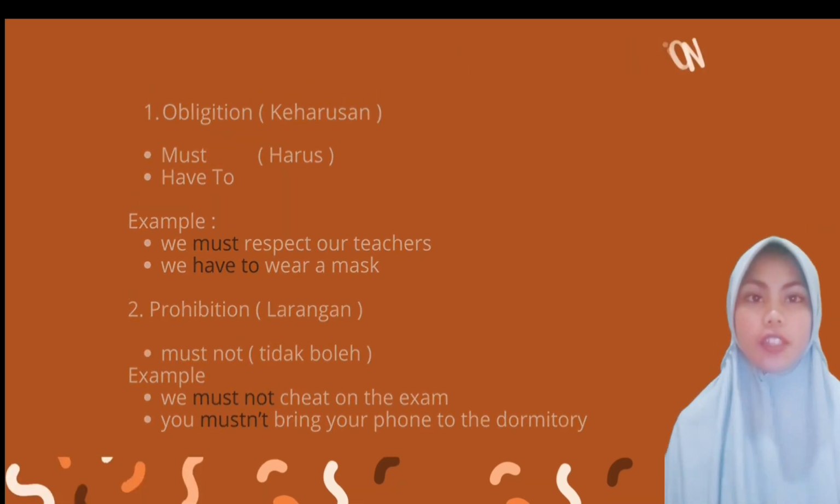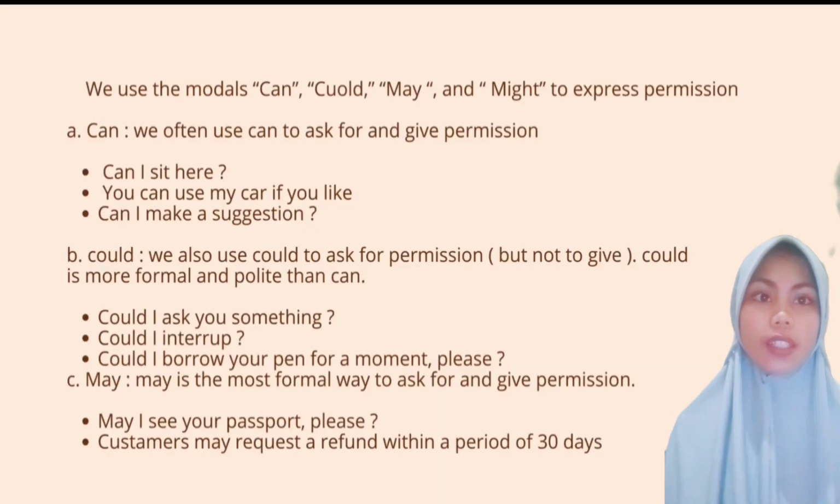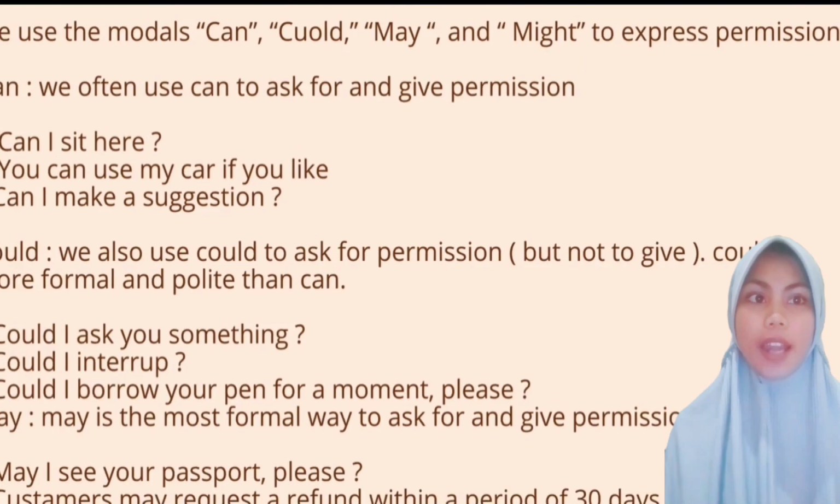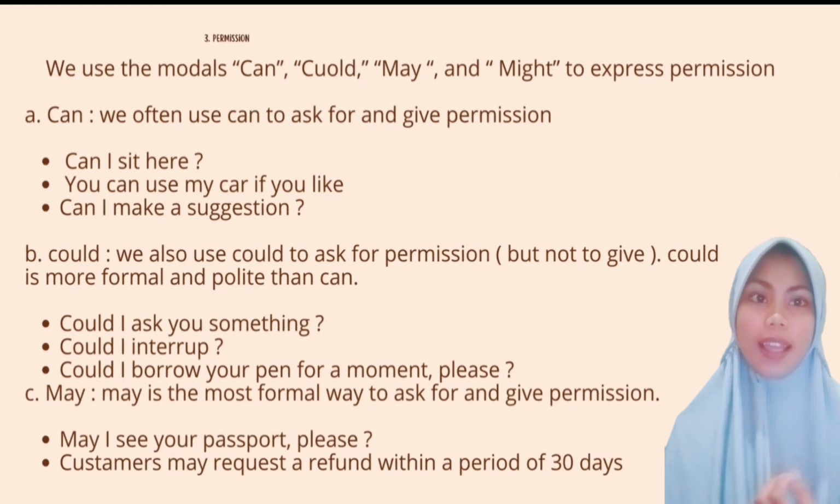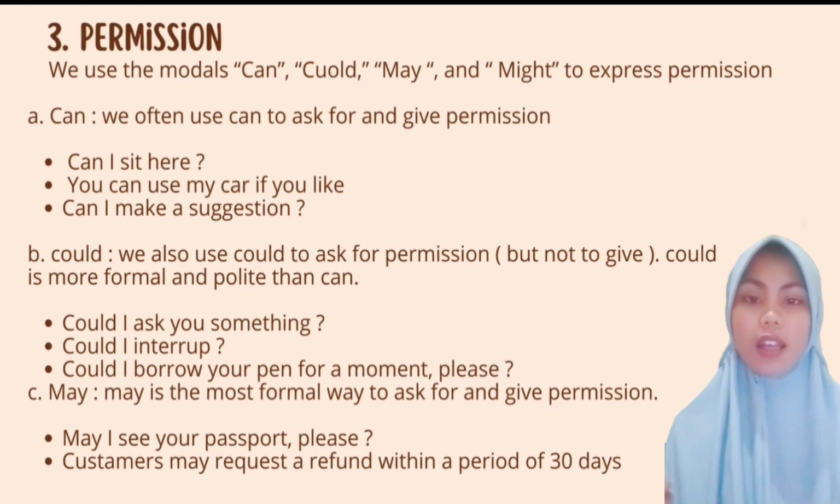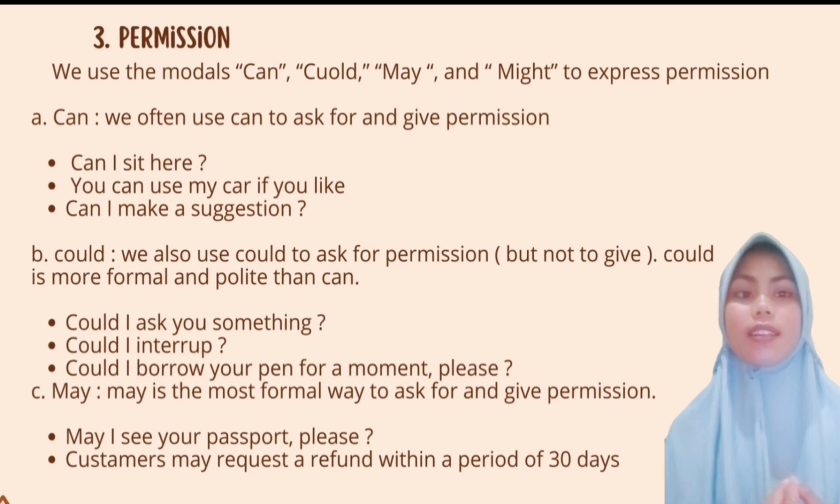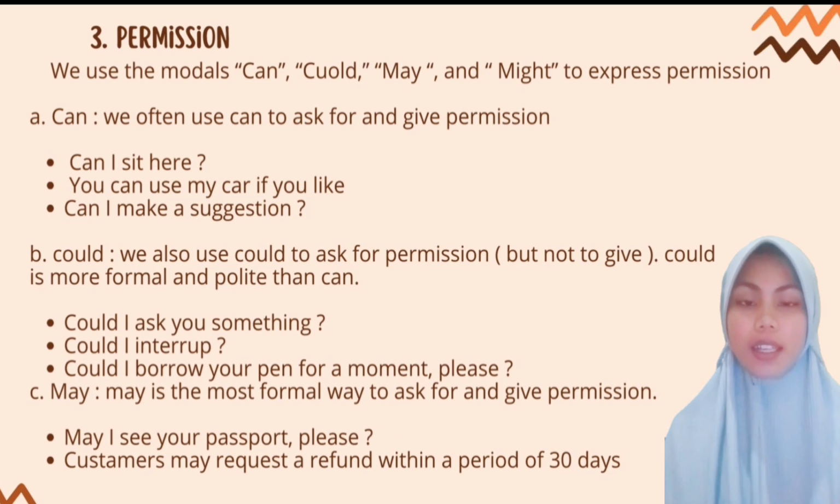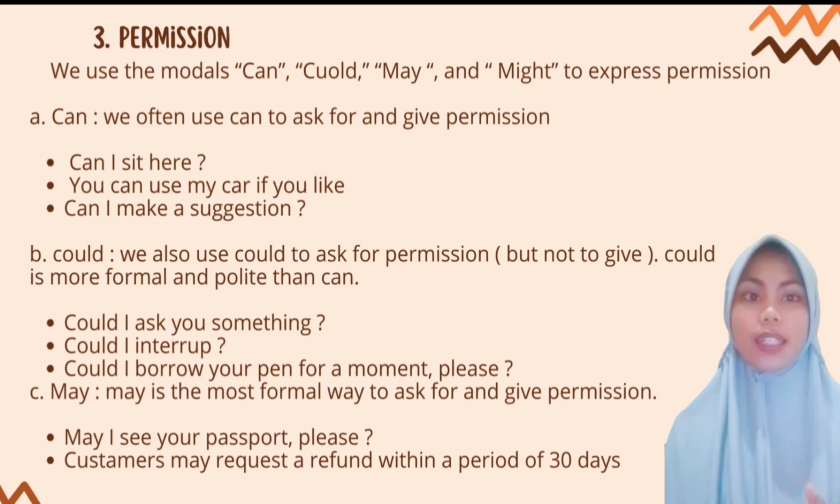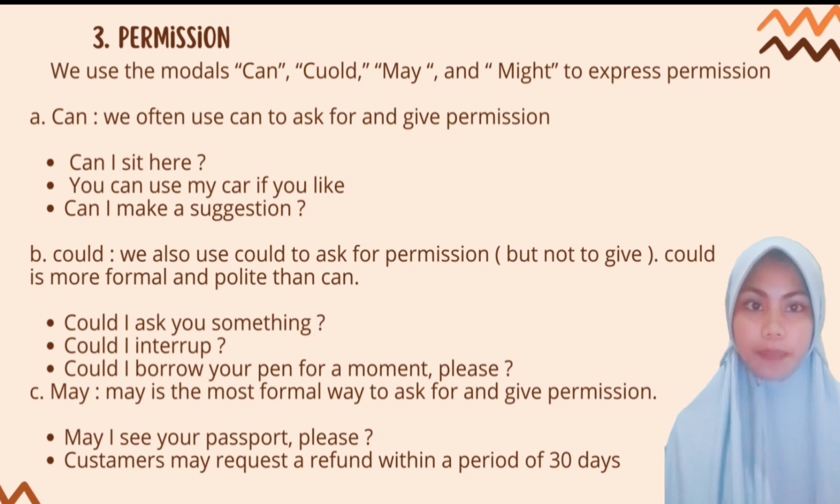Permission: we use the modals can, could, may, and might to express permission. We often use can to ask for and give permission. For example, can I sit here? Number two, you can ask Maker if you like. Number three, can I make a suggestion?